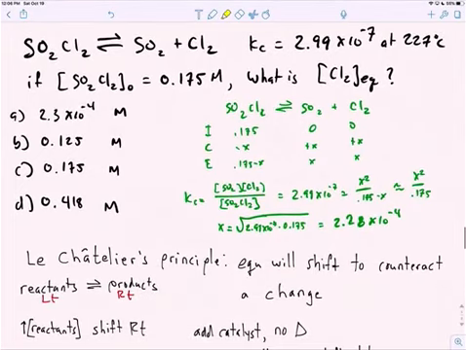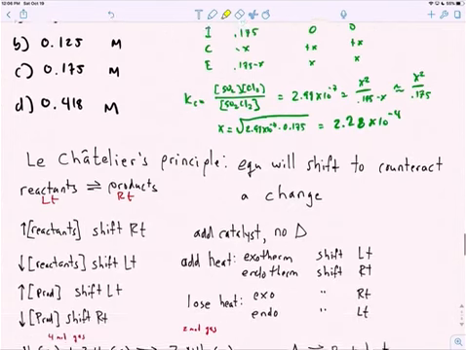Okay, so here is a problem for you to try. If you use the x is small approximation, you can solve it more easily. So why don't you give that a try?